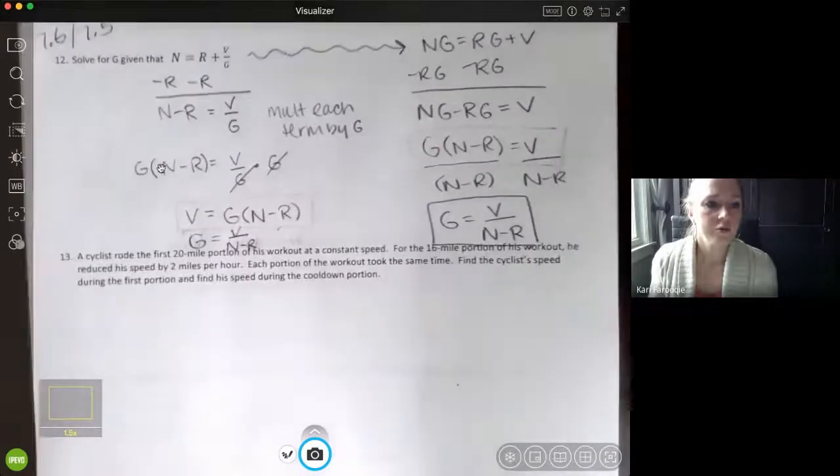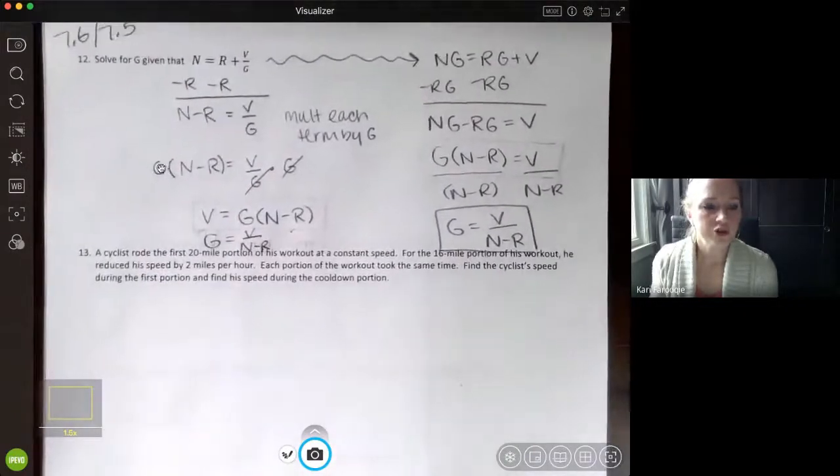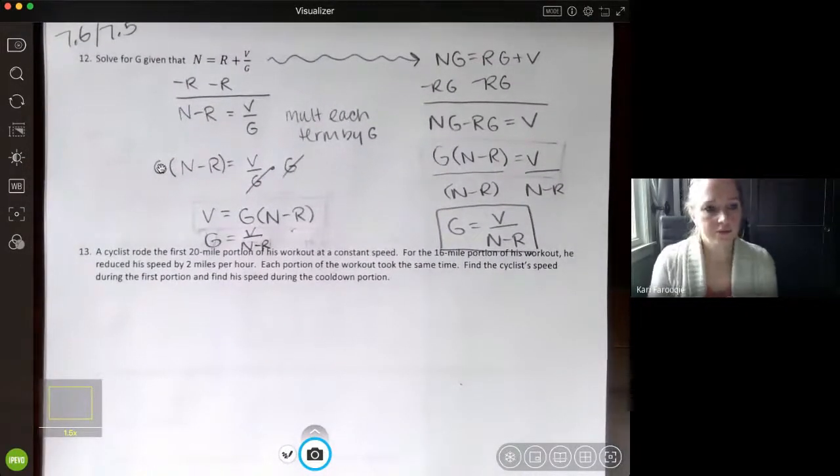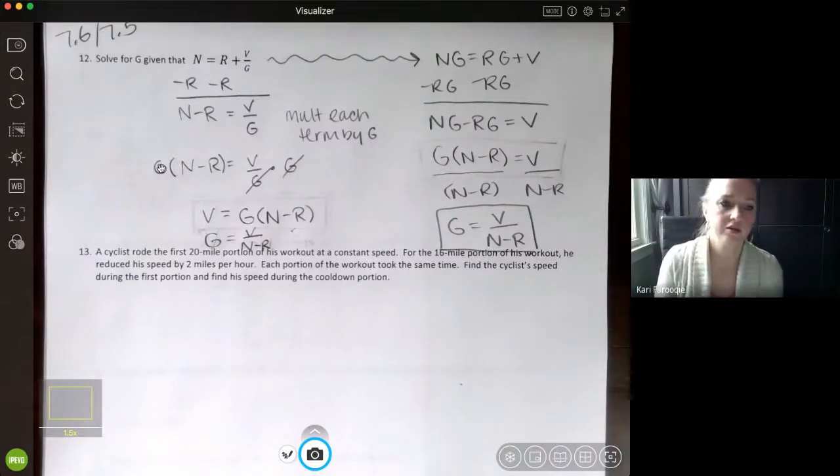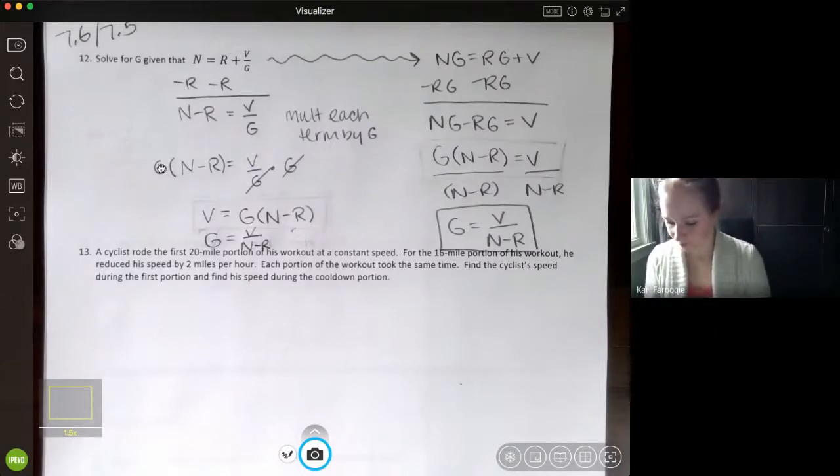A cyclist rode the first 20-mile portion of his workout at a constant speed. For the 16-mile portion of his workout, he reduced his speed by 2 miles per hour. Each portion of the workout took the same time. Find the cyclist's speed during the first portion and find his speed during the cool-down portion.